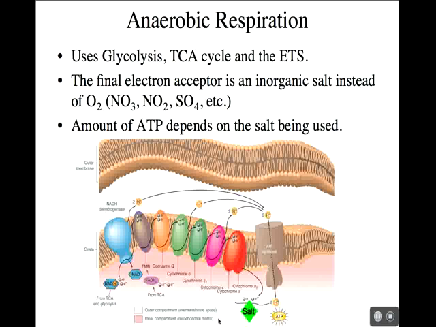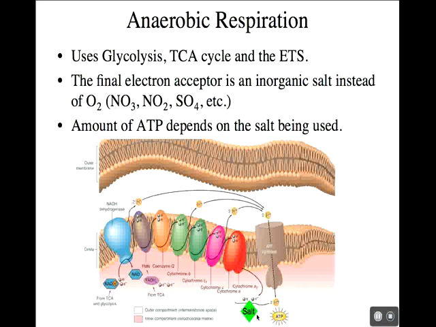How much ATP is being made here depends on the salt that's being used as the final electron acceptor, depends on the electronegativity of that salt. There is some variety, but generally it's about 1 to 2 dozen ATP that you get during anaerobic respiration. Never as much as you'd get with oxygen. Remember, oxygen is a hockey player. Oxygen has an extremely strong affinity for electrons, so he can make a lot of ATP through that process. Anaerobic respiration doesn't make as many.